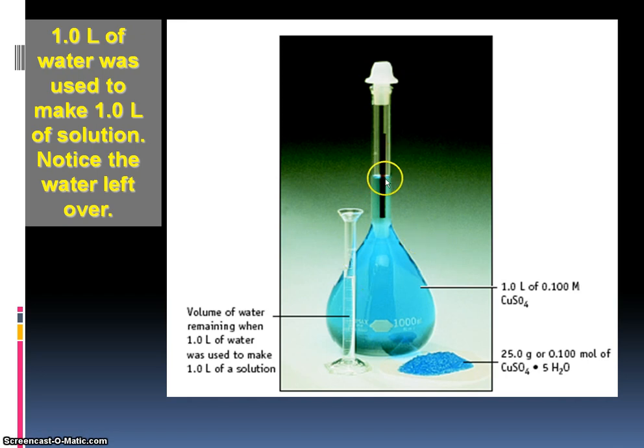If we did it the other way, where we put the water in first and then put the chemical in, we would have leftover water. And so it wouldn't be in 1 liter of solution. We wouldn't have enough.